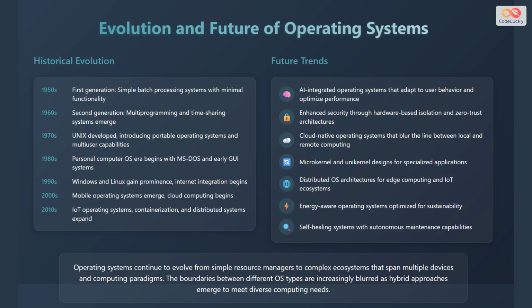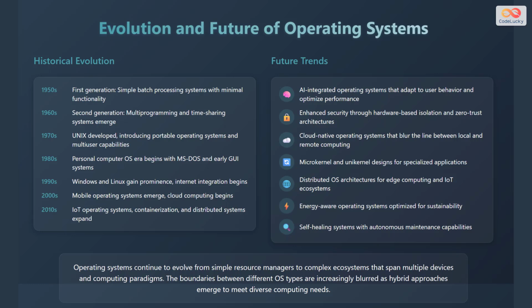Windows and Linux gained prominence in the 1990s as Internet integration began. The 2000s saw the emergence of mobile operating systems and the start of cloud computing. In the 2010s, IoT operating systems, containerization, and distributed systems expanded. Looking ahead, we can expect to see AI-integrated operating systems that adapt to user behavior and optimize performance.